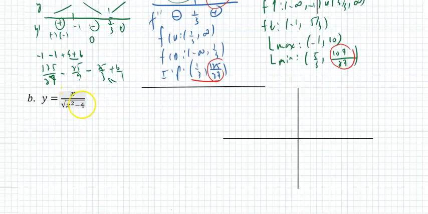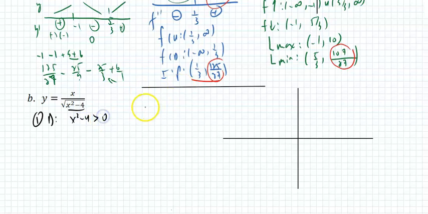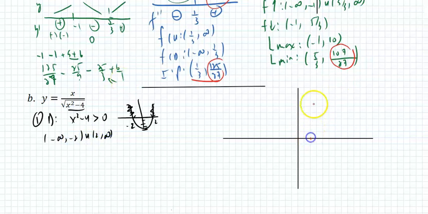Alright, next problem. Look for domain. Well, domain is, take the denominator, you want x squared minus 4 to be bigger than 0. Well, that's a parabola shifted down 4 units. So it's best to use this. You could use a test line. Domain, negative infinity to negative 2, union with 2 to infinity. So we know at x equal 2, and x equal negative 2, we have vertical asymptotes.